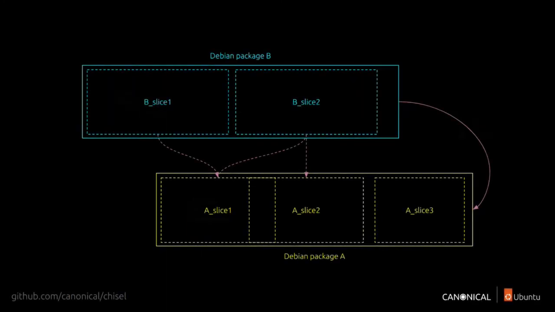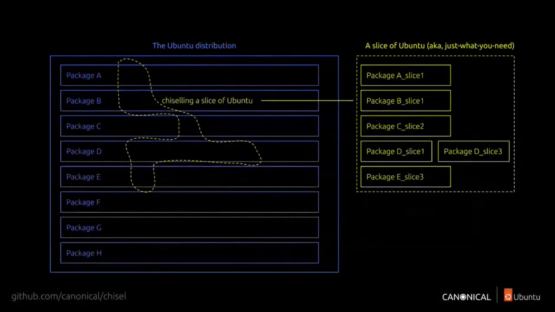So with chiseling, we've introduced this concept of package slices that are predefined sets of files and dependencies at the package level. That is sort of a distribution within the distribution, but not really. It's more like supersetting the distribution so that you can build an infinite amount of distributions, sort of slices of the distribution that you are slicing.